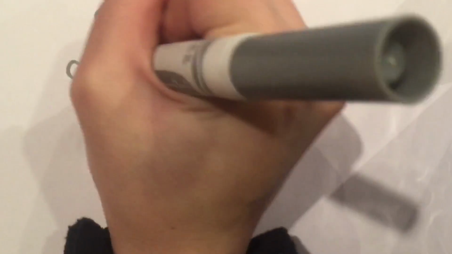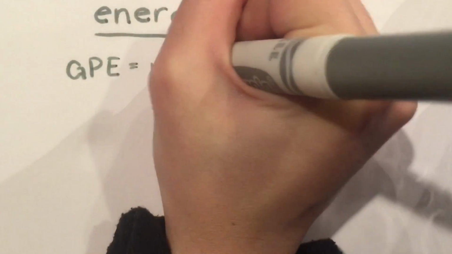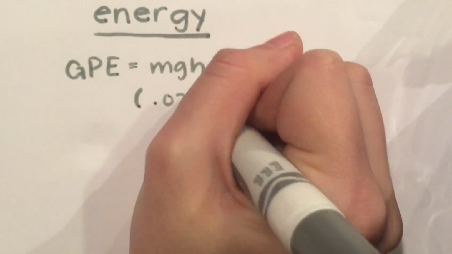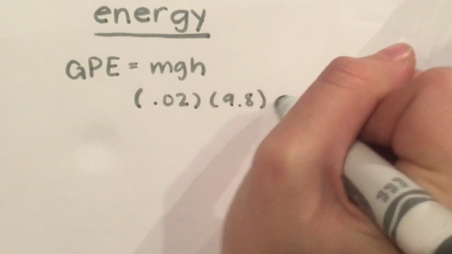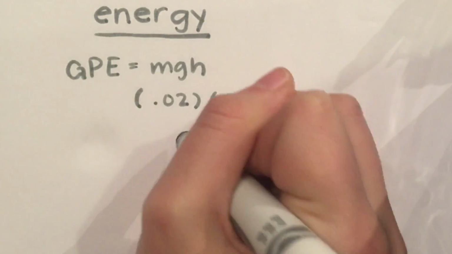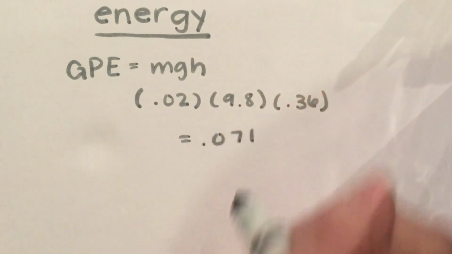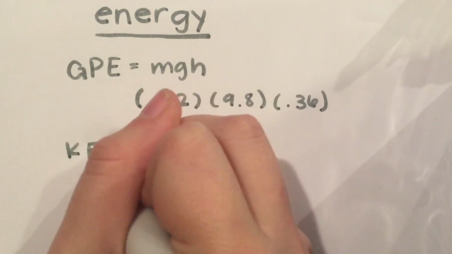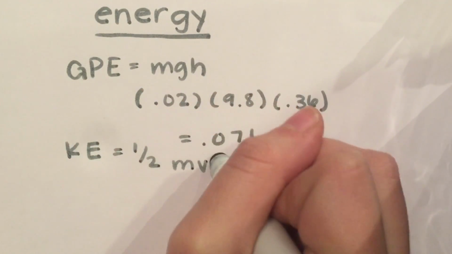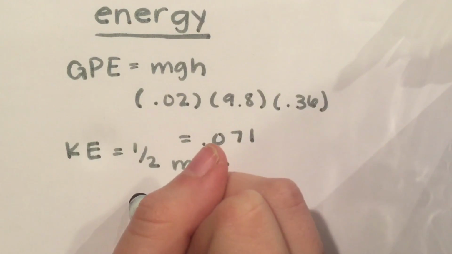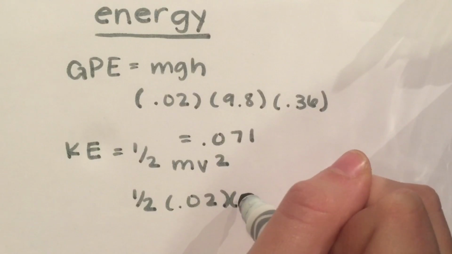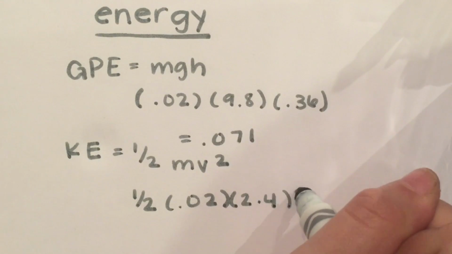We found our energy using the potential energy and kinetic energy formulas. At the top of the hill, you have potential and kinetic energy. We did 0.02 times 9.8 times 0.36 for the potential energy formula, which equaled 0.071. 0.02 came from the mass of the ball, 9.8 is gravity, and 0.36 is the height. We then used the kinetic energy formula and did 1/2 times 0.02 times 2.4 squared, which equaled 0.229.